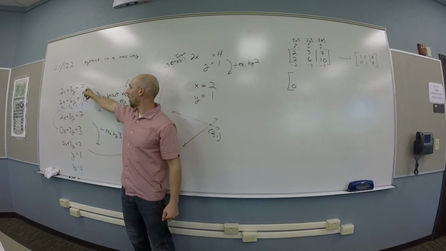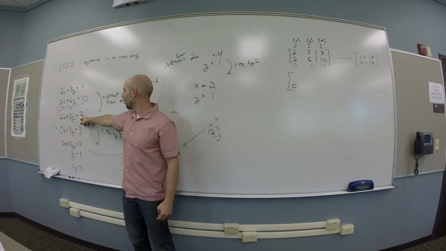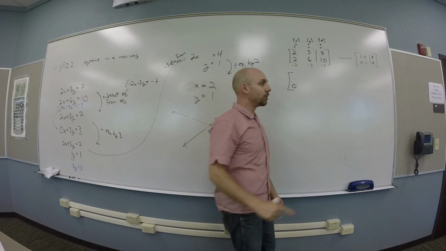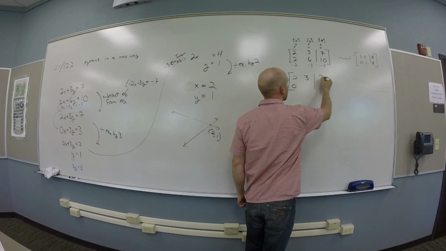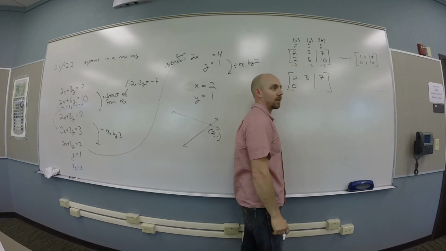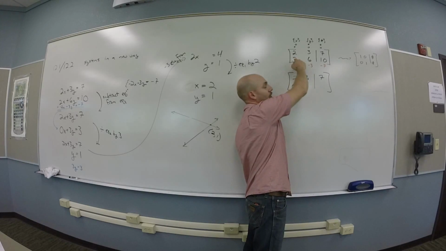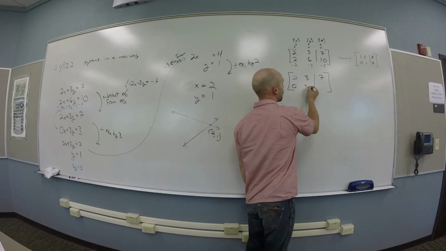You guys see that's the exact same thing I did over here? Over here I wrote down the opposite of the top row in blue, and then I added it to the second row. I wrote the top equation down again, and I got a new second equation. I'm going to do that same thing. I'm going to leave the first row alone, my 2, 3, 7. And I'm going to make a new second row by taking the opposite of the first row and adding it to the second. So what do I get here? I get a 0, 3, 3.